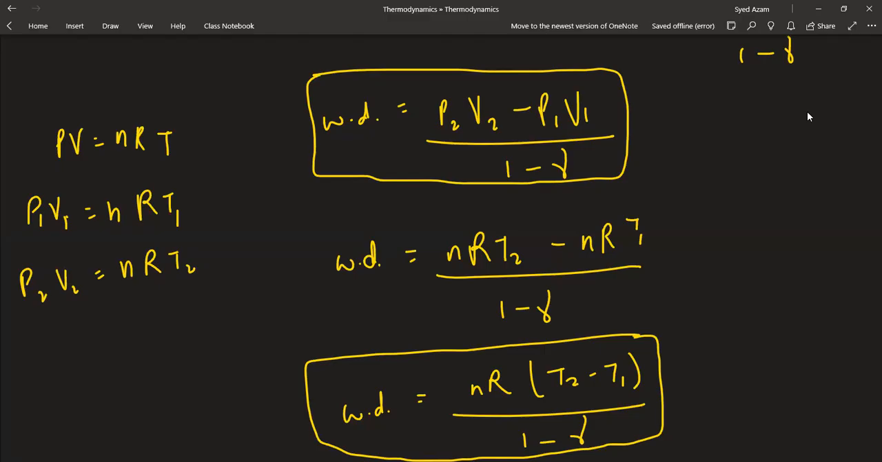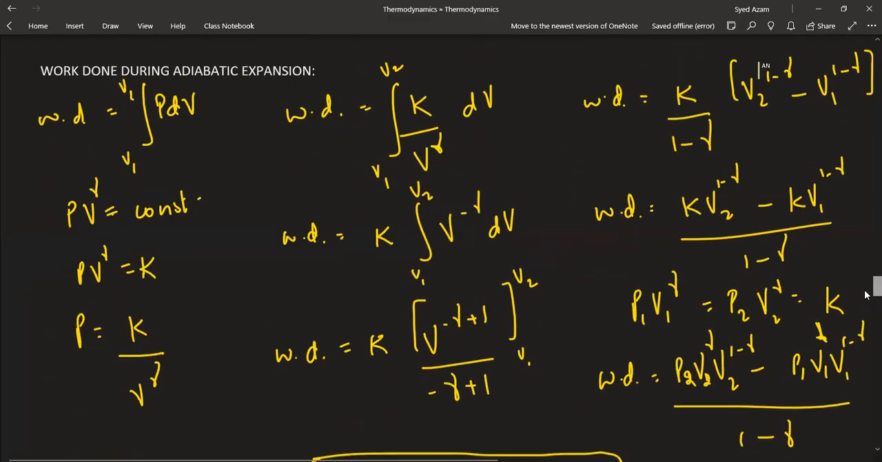Tell me, class, have you understood this derivation? Yes, sir. Okay, I'll just repeat very shortly in a quick manner. If anyone has any doubt, you can ask.